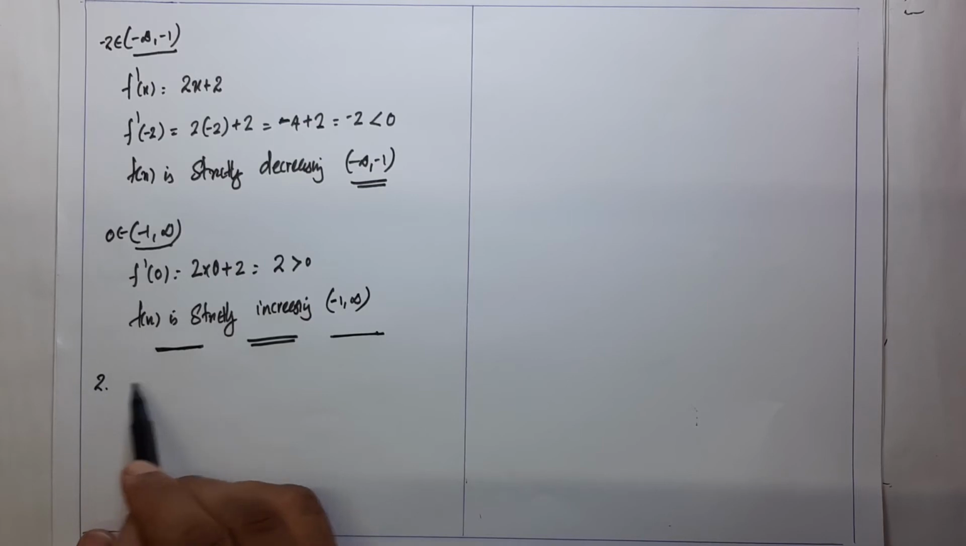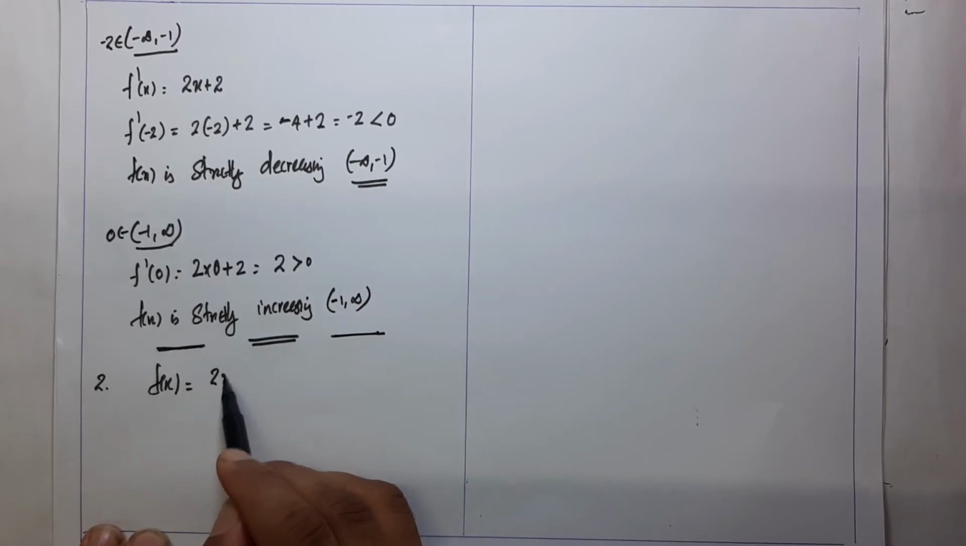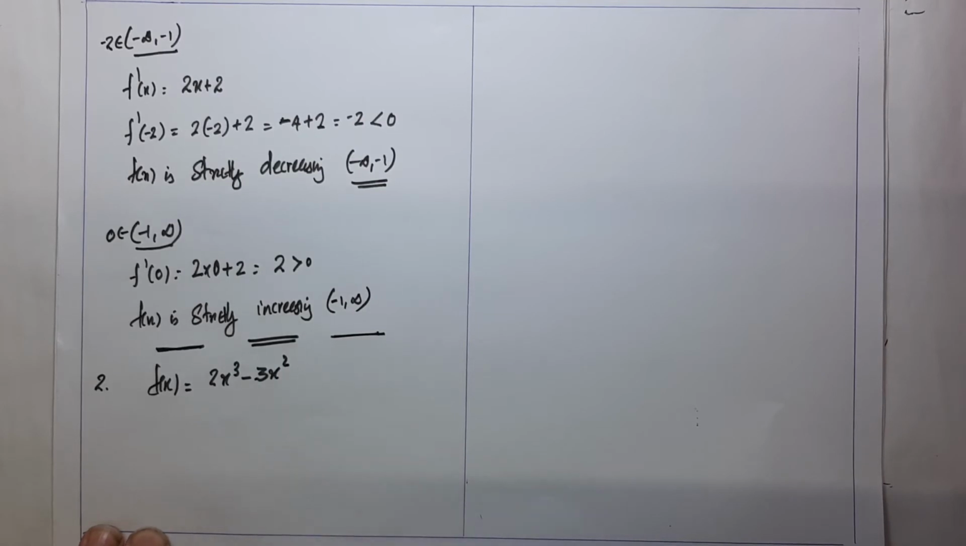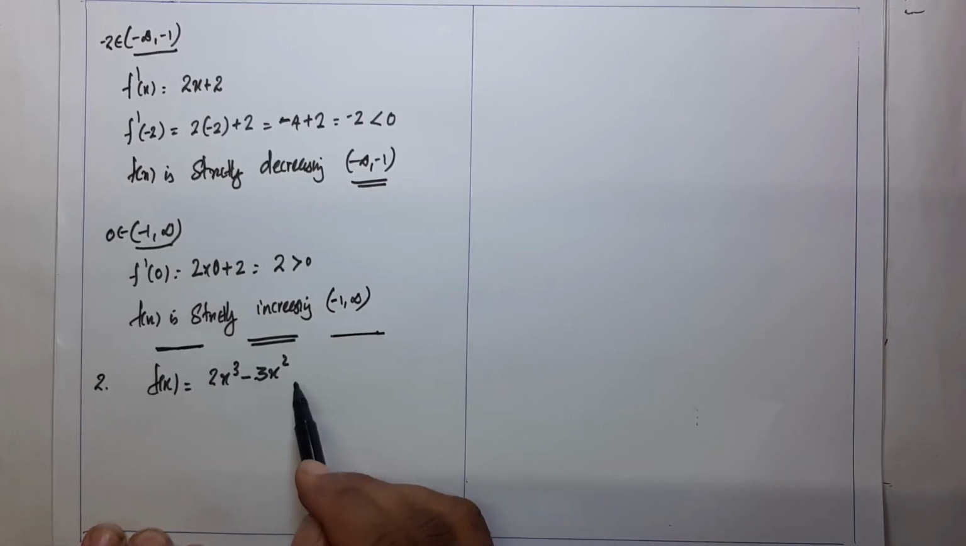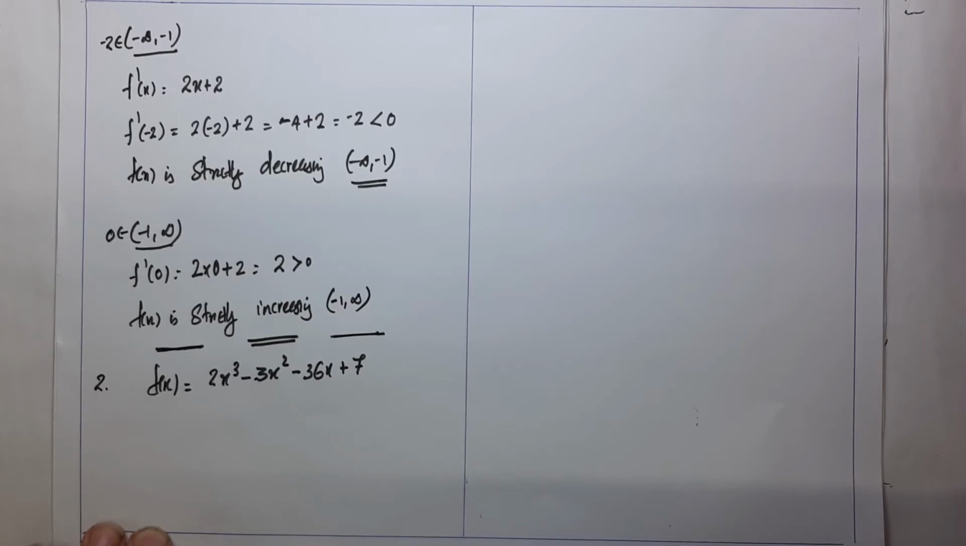Find the intervals in which the function f of x is equal to 2x cube minus 3x square minus 36x plus 7 is strictly increasing or strictly decreasing. Find the intervals in which the function f of x is equal to 2x cube minus 3x square minus 36x plus 7 is strictly increasing or strictly decreasing.